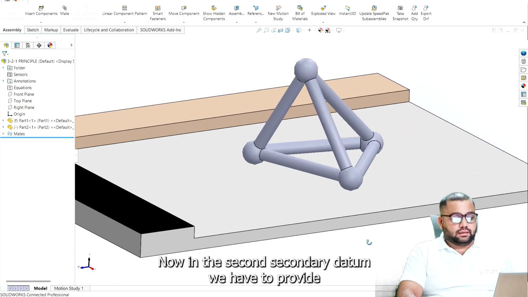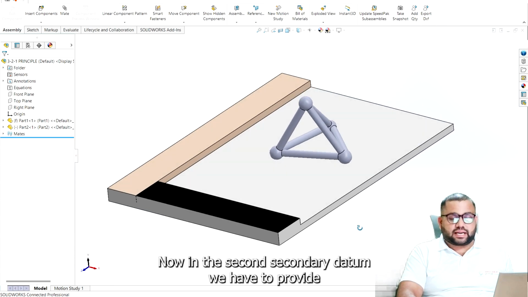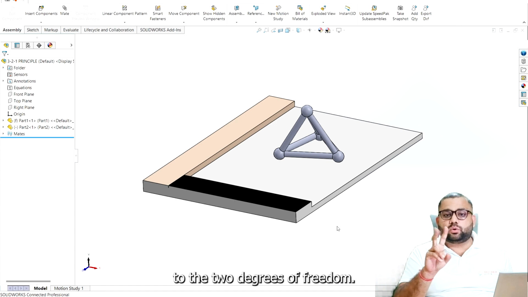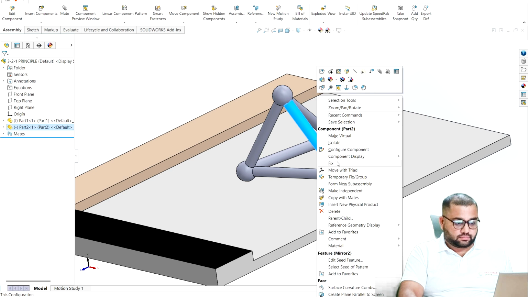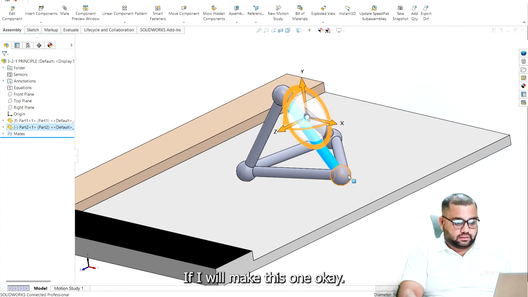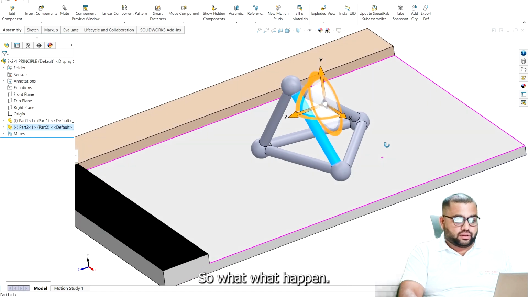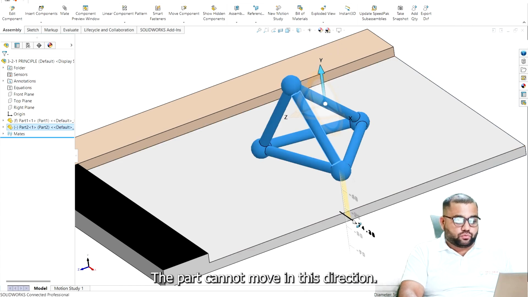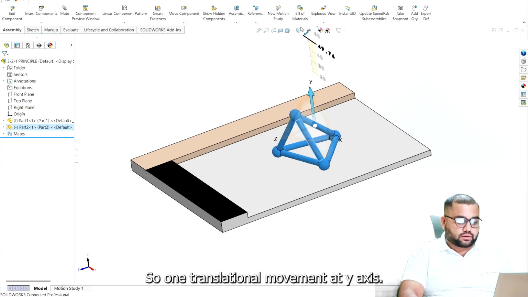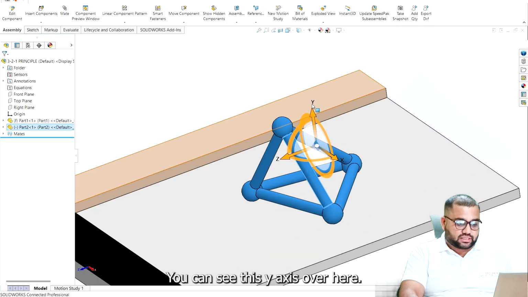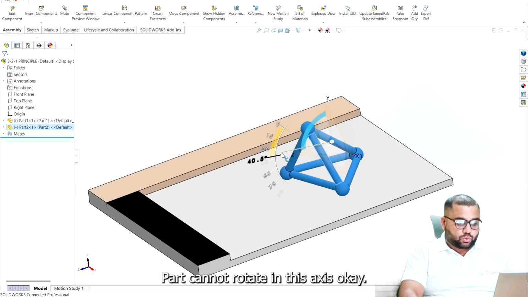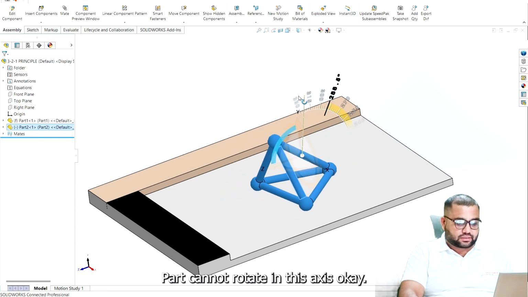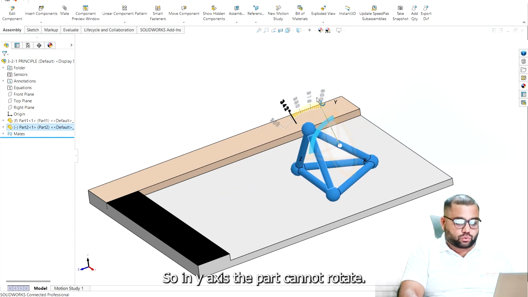Now in the secondary datum, we have to provide 2 degrees of freedom. So in this condition, now this part, if I make this on, what happened? The part cannot move in this direction. So one translational movement along the y-axis, you can see this y-axis over here. The part cannot move in the y-axis. Part cannot rotate in this axis. So in the y-axis, the part cannot rotate.